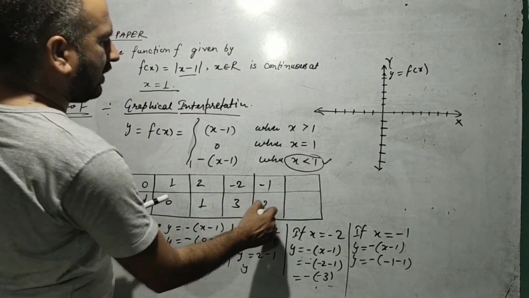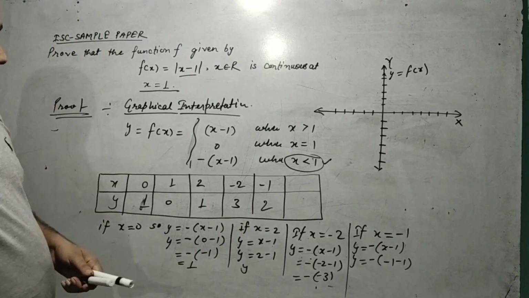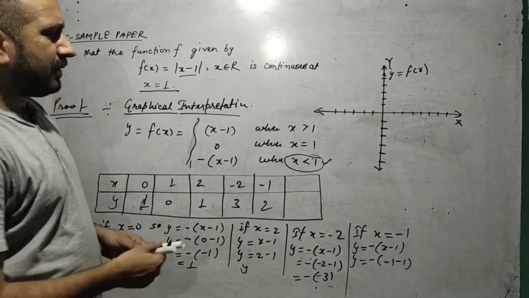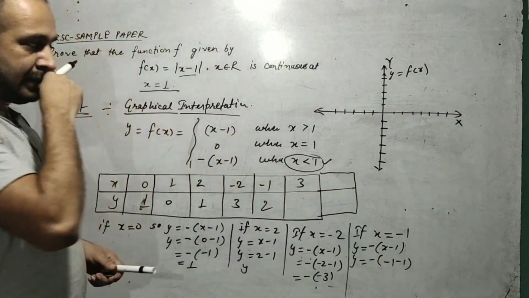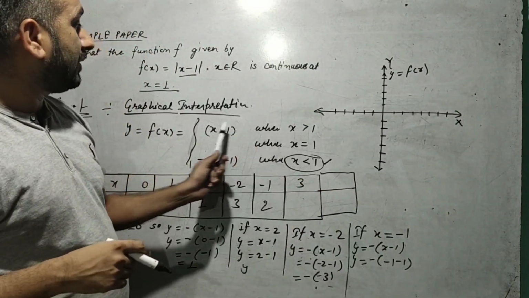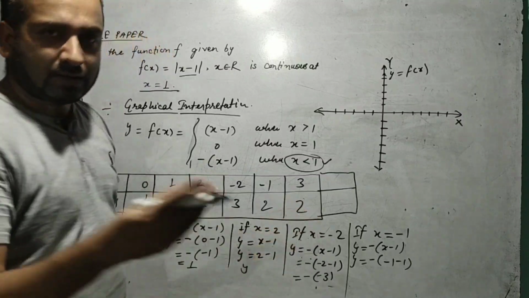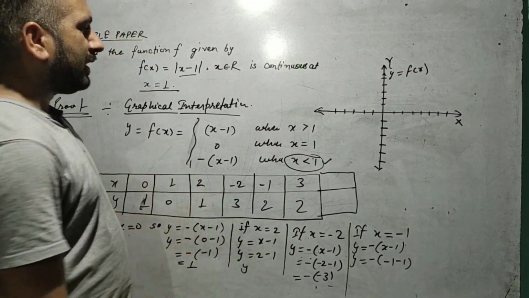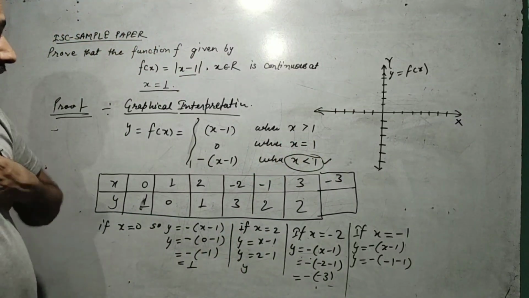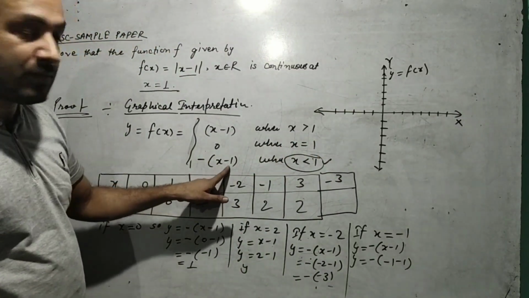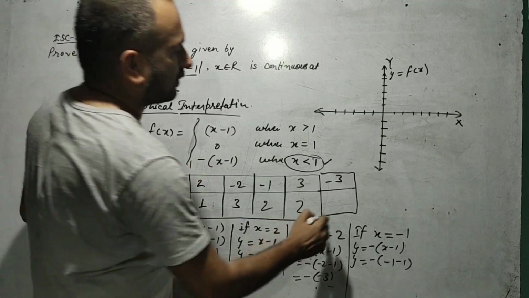Okay, is it clear? If you want to take some more values, suppose I am taking x is 3. x is 3 means it is greater than 1, so this will give you 3 minus 1, which is 2. Now directly you can solve. If you are taking x is minus 3, then minus 3 minus 1 is minus 4, so this will give you positive 4.